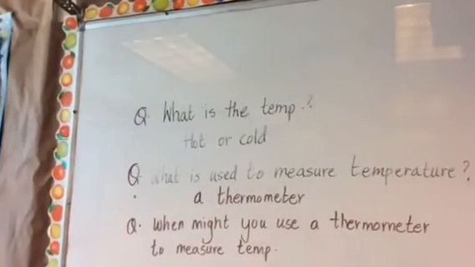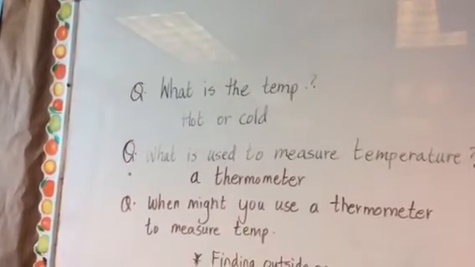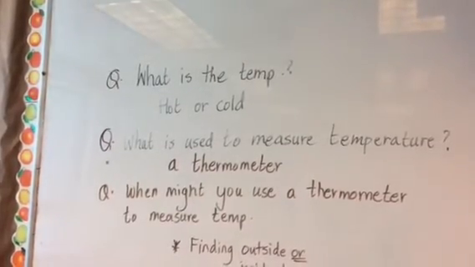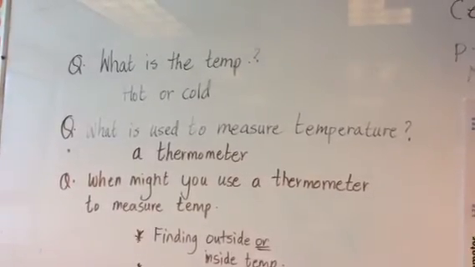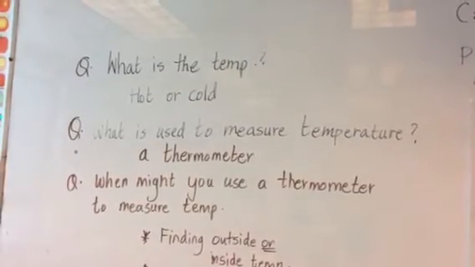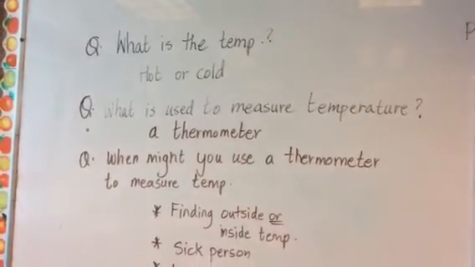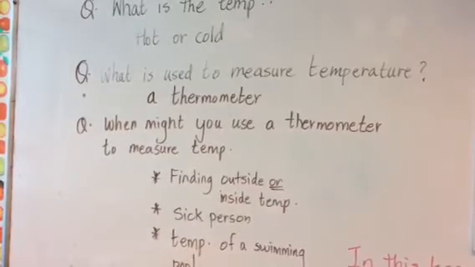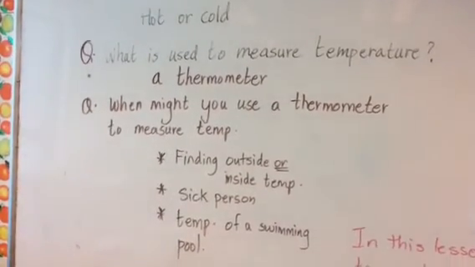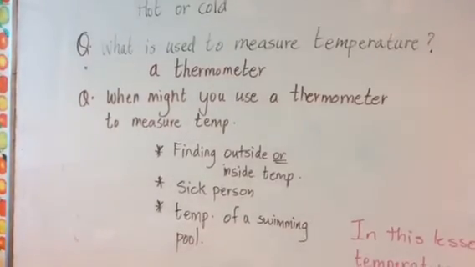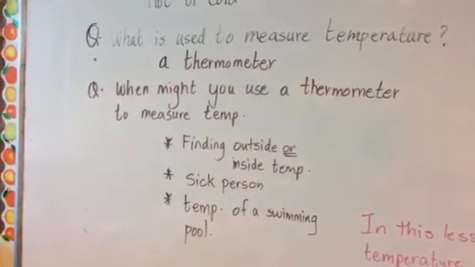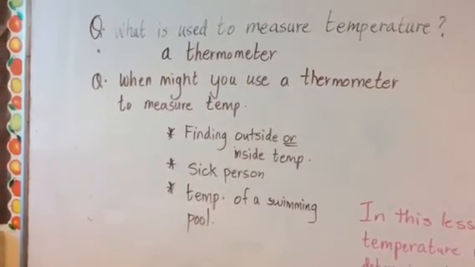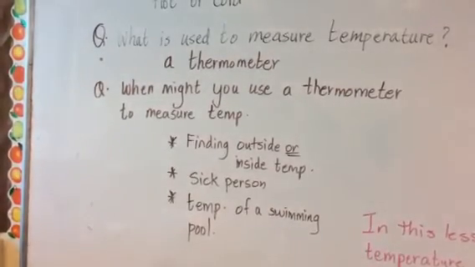So what is temperature? Temperature is a measurement of how hot or how cold something is. What is used to measure temperature? A thermometer is used for measuring temperature. When might you use a thermometer? Finding outside temperature or inside temperature, a sick person in the hospital or at home or in school, the temperature of a swimming pool, the temperature of a baking dish. So we use a thermometer to measure temperature at various places.